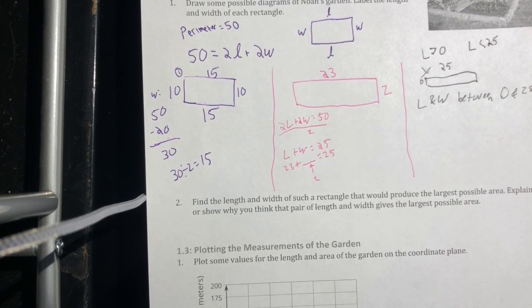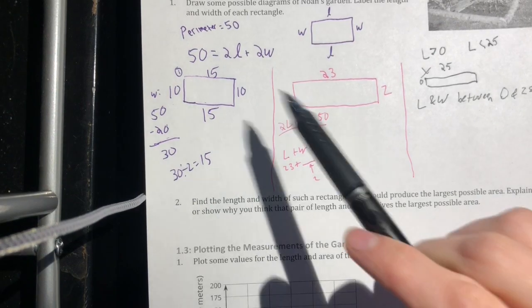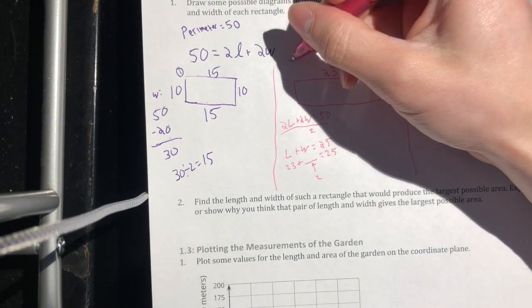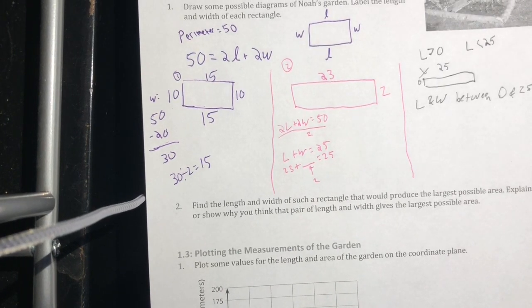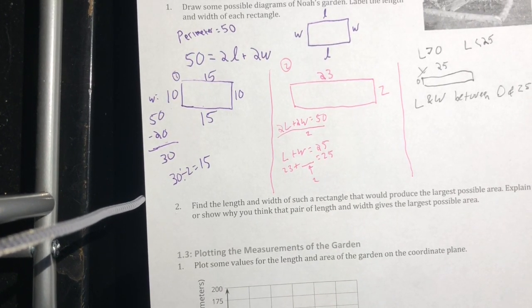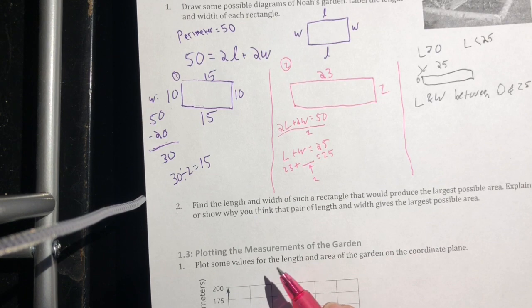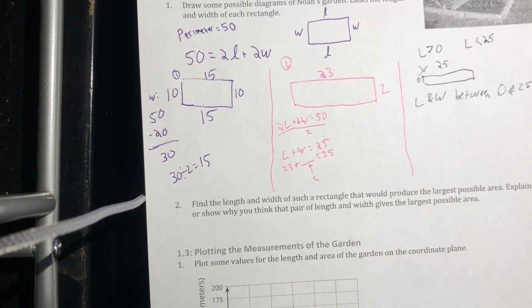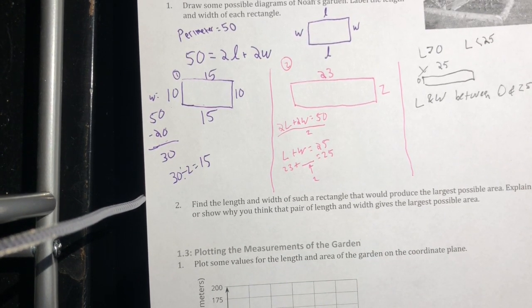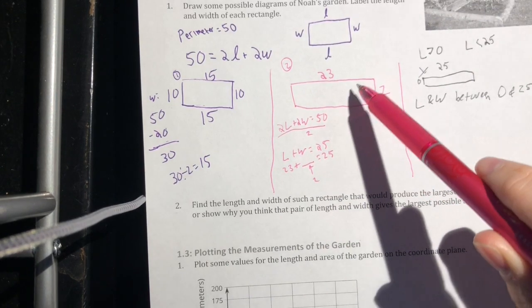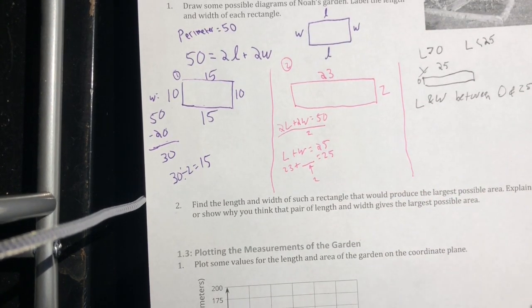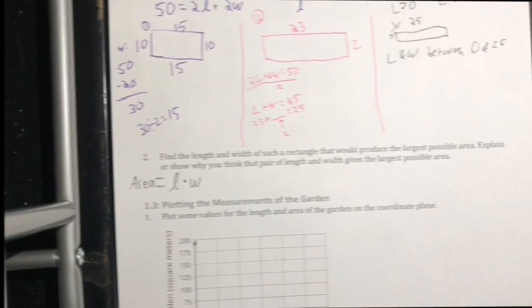All right, so try to find a couple more combinations. We've got 1 combo and we've got 2 combos right here. Try to find more combinations. And then we're going to plot some values. We're going to plot length and area on the coordinate plane. All right, so we're going to do that after finding area of all these rectangles. So finish drawing your rectangles first. Try to draw a couple more, then we'll come back to this.